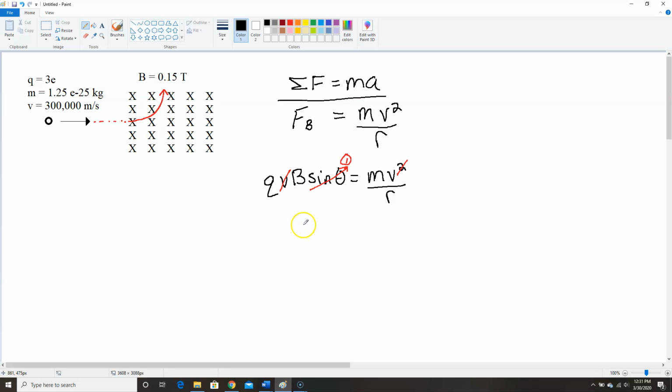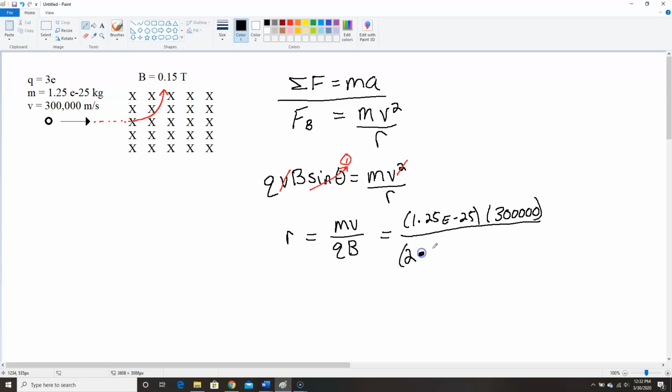Our next step will be to move r over to the left and move the q and B over to the right. So the radius of the circle that I would end up creating is mv over qB. So m is 1.25 e negative 25, v I got 300,000 meters per second. q, so 2e, that's 2 times the elementary charge of 1.6 e negative 19. 1.6 e negative 19 is the charge of an electron as well as a proton, electron being negative, proton being positive.